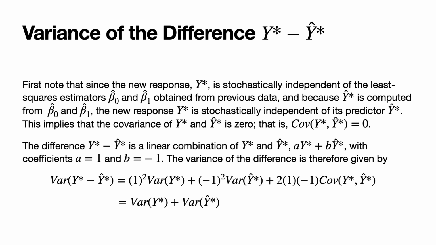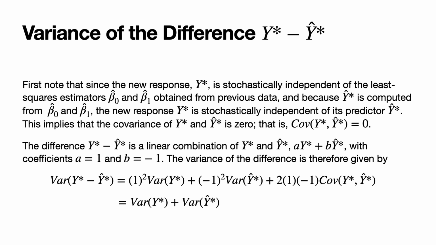Now the difference, y star minus y hat star, is a linear combination of these two random variables, a times y star plus b times y hat star, where the coefficients are a equal to 1 and b equal to -1. The variance of the difference is therefore given by this expression for the variance of a linear combination of random variables. The variance of y star minus y hat star is equal to a squared, or 1 squared, times the variance of y star plus b squared, or -1 squared, times the variance of y hat star plus 2 times a times b, or 2 times 1 times negative 1 times the covariance of y star and y hat star.